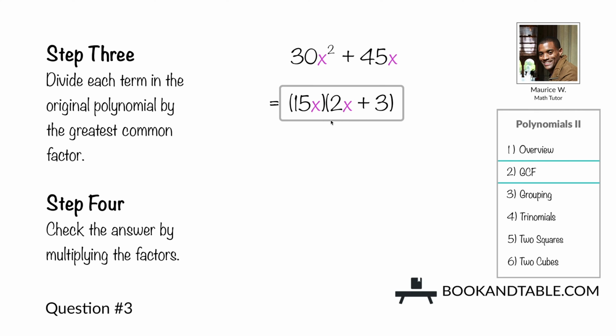And now we want to check the answer by multiplying the factors, giving us 15x times 2x, which is 30x squared. And 15x times 3 would give us positive 45x. So since this is our original polynomial, that confirms that when we factor that polynomial, we wind up with 15x times 2x plus 3. So that is how you would factor the quadratic by removing the greatest common factor.